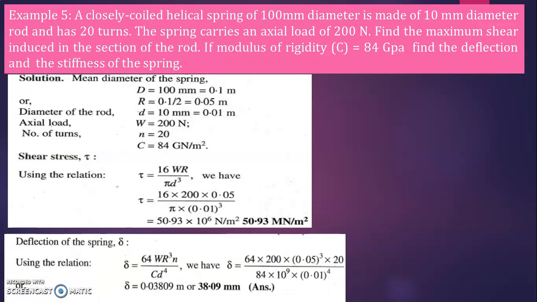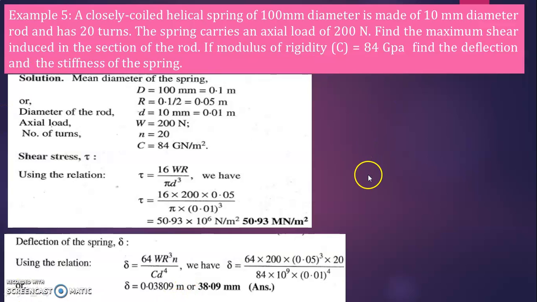Next, you have to calculate the deflection. Direct substitution. You have the formula, deflection is equal to 64 WR cube N divided by C d raised to 4. So deflection is equal to, substitute this, 64 into 200 into 0.05 whole cube into 20 divided by 84 into 10 raised to 9 into 0.01 raised to 4. So you will get the deflection.